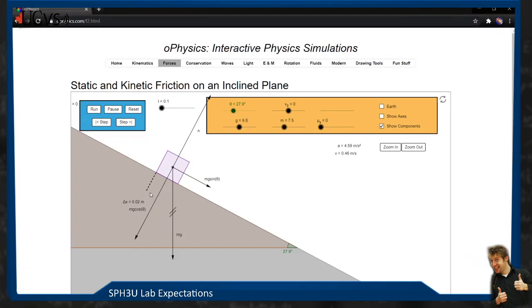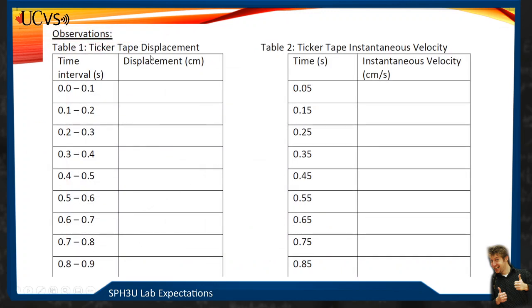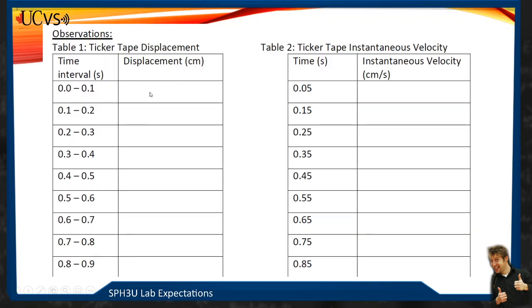All right. So when I go to here, it says ticker tape time. This is the lab I would use from an actual ticker tape timer lab, but we're just going to reuse the sheet here. So these are my time intervals. Between my time interval of 0.0 seconds to 0.1 seconds, my displacement is 0.02 meters. So that's going to be 2 centimeters. So you're going to put 2 centimeters down here.